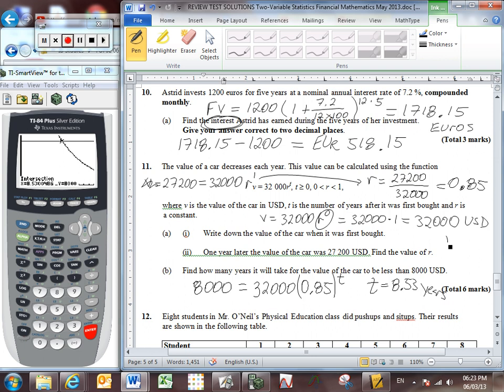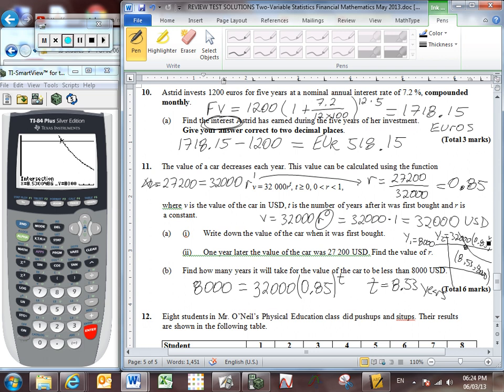And to show my work, I should just show a quick sketch of the graph. That's y1 is 8,000, and then I've got this falling function with an intersection at 8.53, 8,000. And the function of the other one is 32,000. So that's my y2, is 32,000 times 0.85 to the power of x. So let's just label the two functions and then show the intersection point in the graph to show our work.